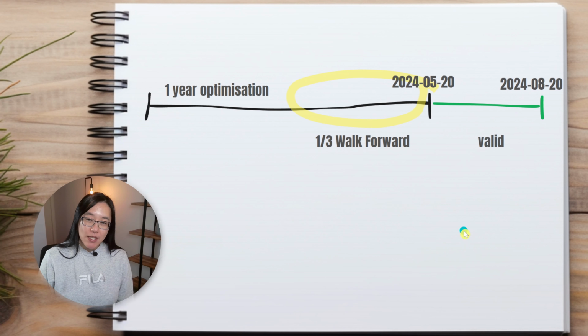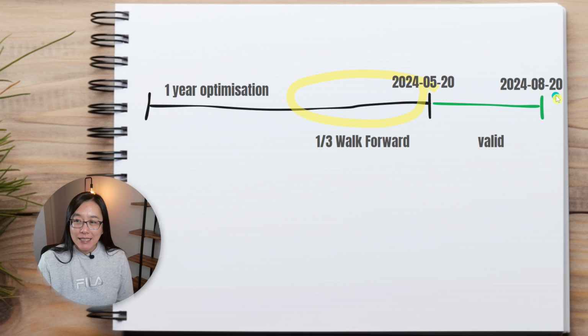The most recent optimization I did was a full year, which took almost a week to do across all the different currency pairs that I picked. And that ended on the 20th of May, 2024. And again, one third of it was walk forward. So these set files would be valid for 3 months. So I won't have to re-optimize again until the 20th of August, 2024.